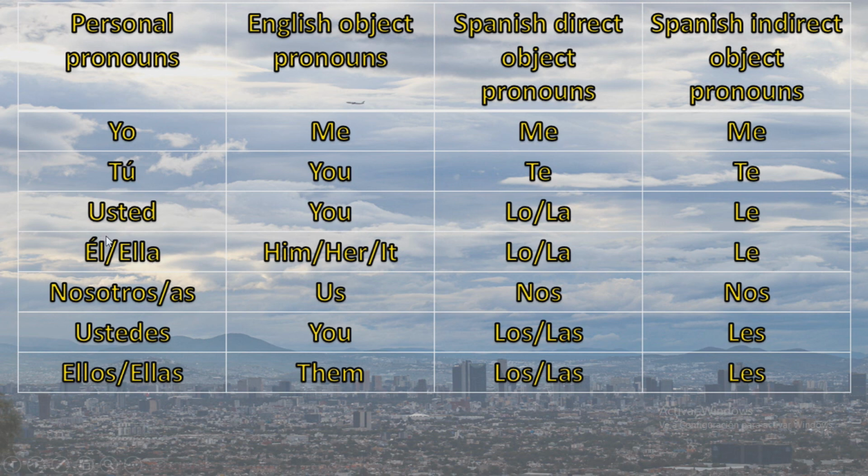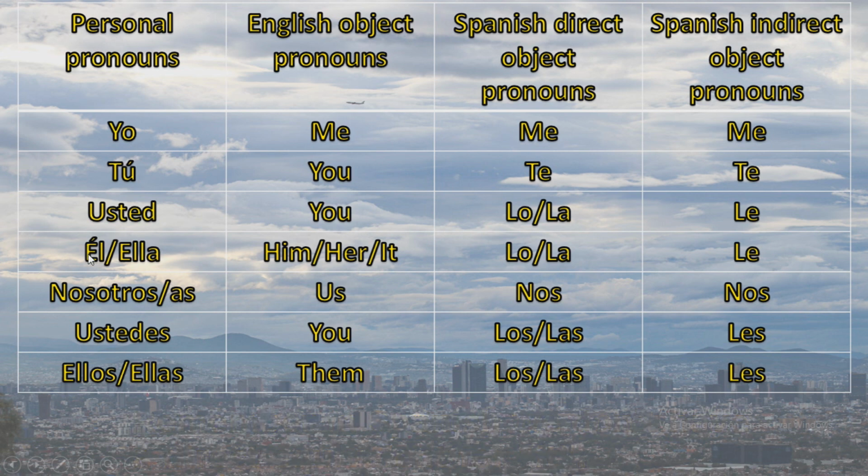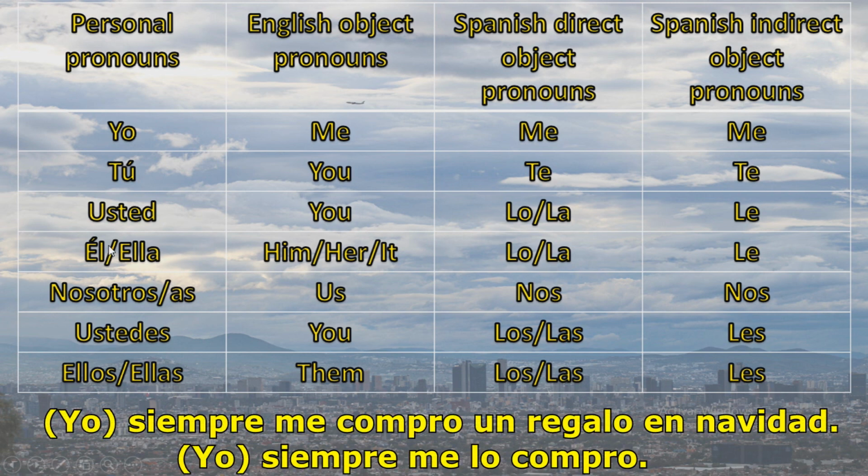And I have to replace it for the personal pronoun él. Why the personal pronoun él? Because in Spanish we don't have it. Right? So, un regalo, it's a thing, right? An object. So, in English it would be it, but in Spanish we don't have it, we have él. Okay? So I say, yo siempre me compro un regalo en Navidad, I can replace it with lo. Okay? I place myself in this row and I choose lo. Why lo? Because regalo is masculine. So I use the direct object pronoun lo.